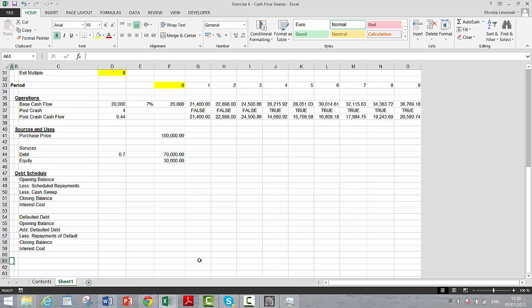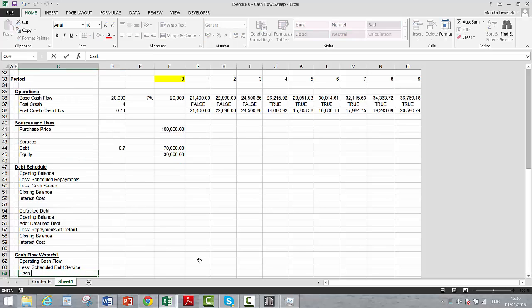So we have a little bit more interesting cash flow analysis going on. Before we start filling this in, it might be a good idea, and that's what I suggest in the book, to put in a cash flow waterfall. We start with our cash flow, which is up there. I'll call it our operating cash flow. Then we can take away the scheduled debt service just like we have been, and that gives us our cash flow for sweep.